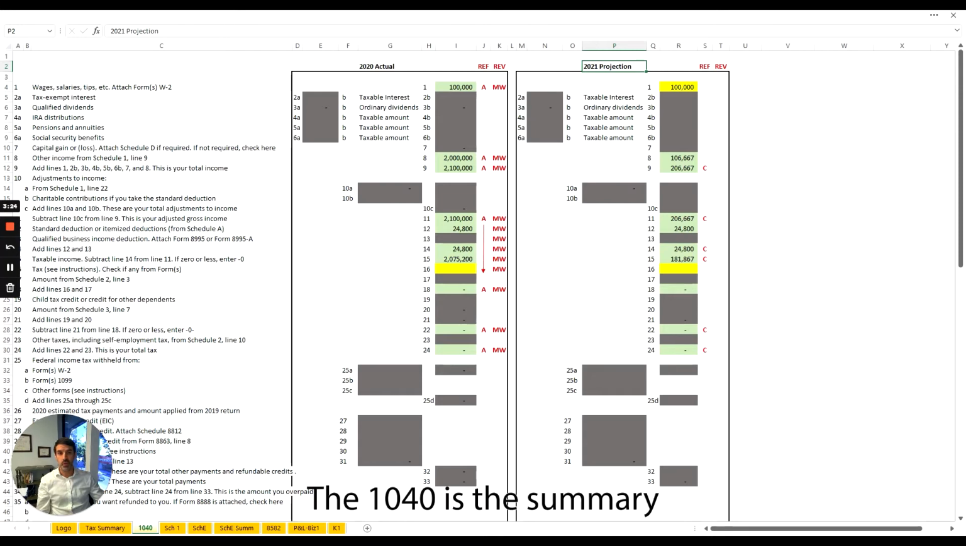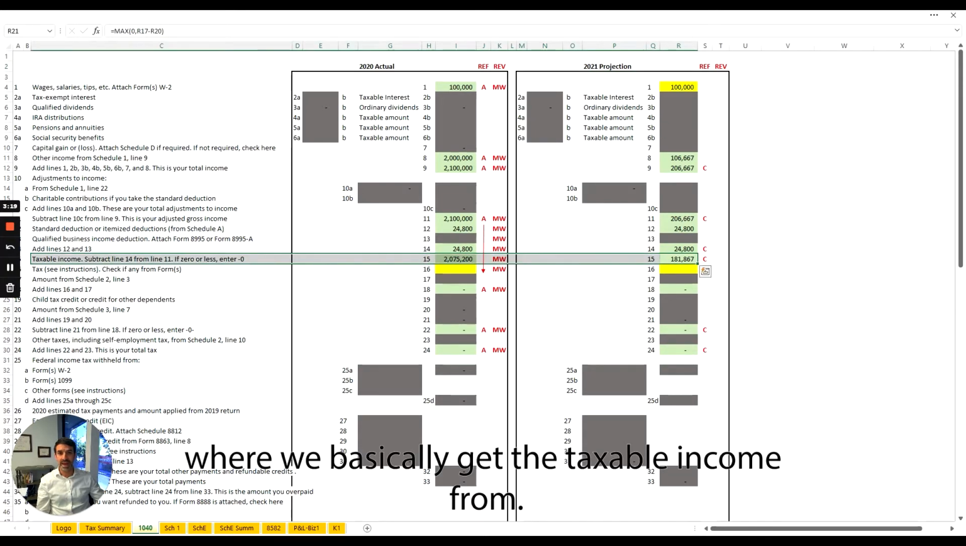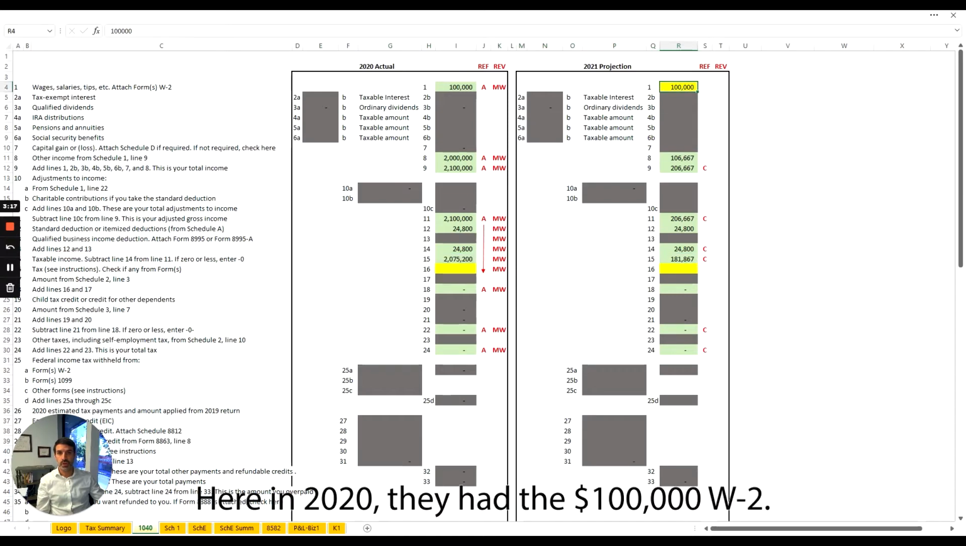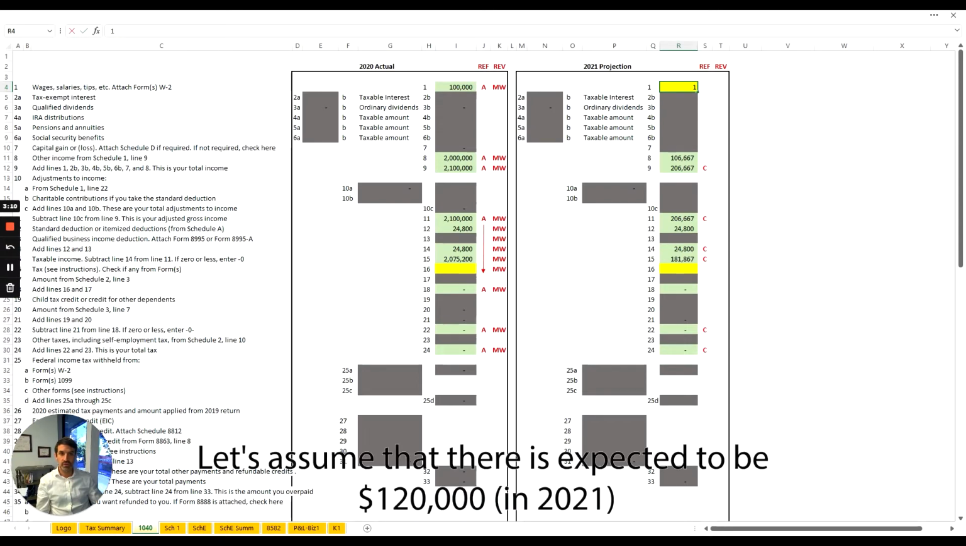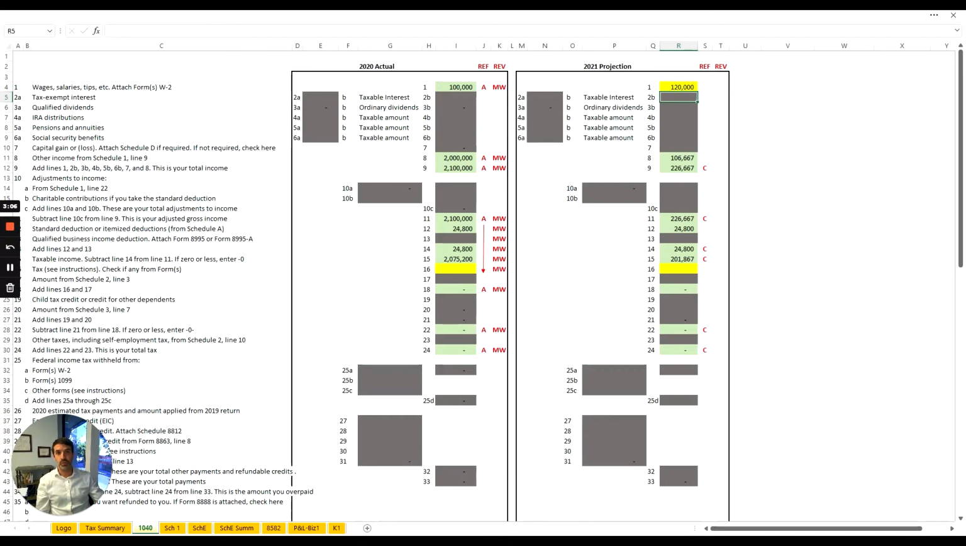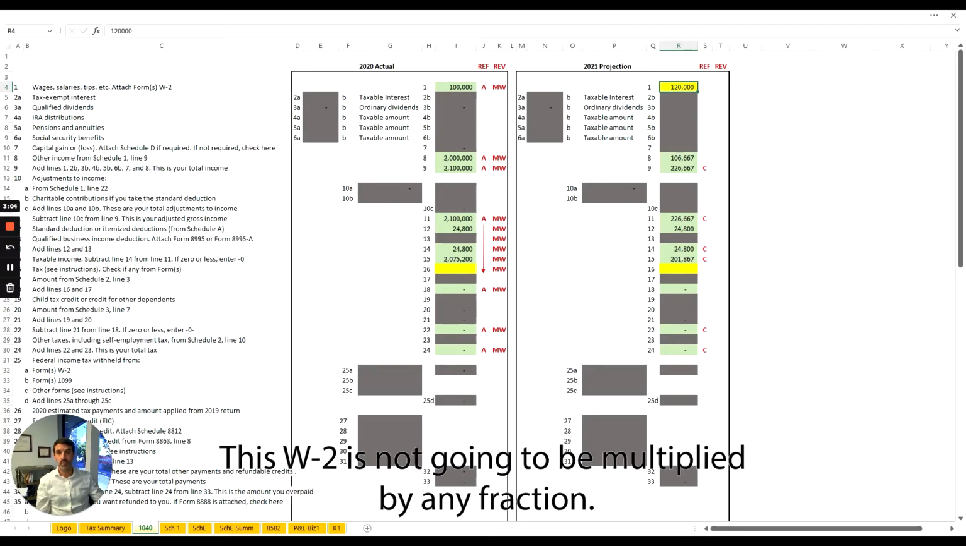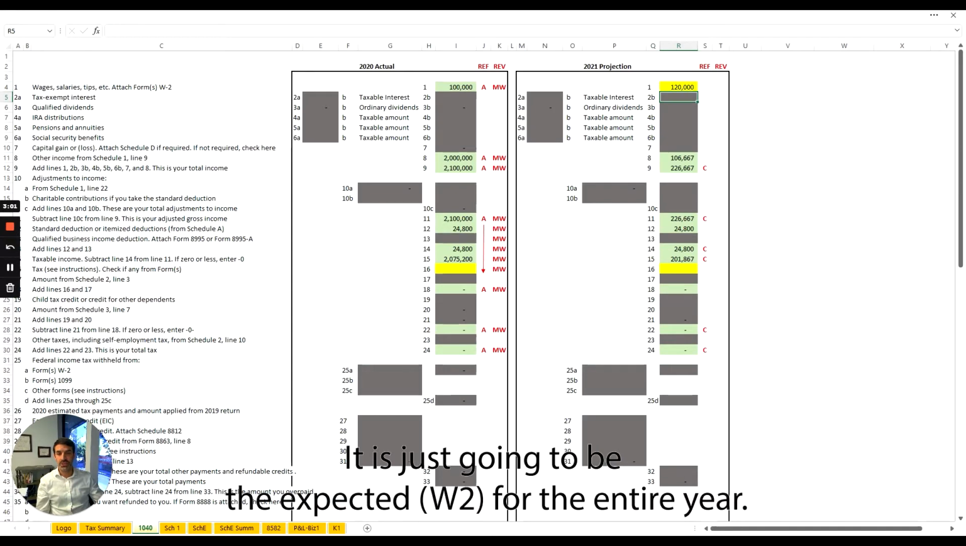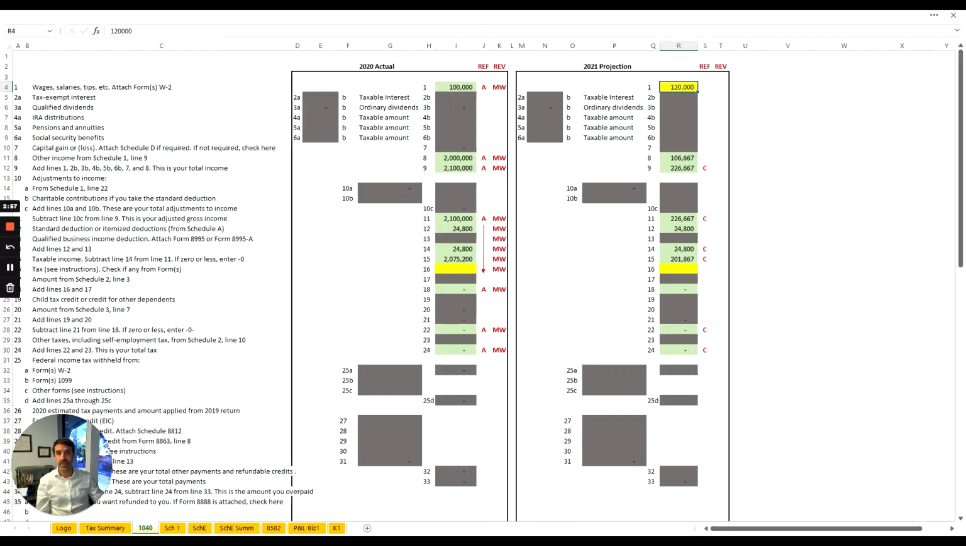So here we go, the 1040. This is going to be the summary where we're basically going to be getting the taxable income from. So here in 2020, they had the $100,000 in W-2. Let's assume that there is expected to be $120,000. So this W-2 is not going to be multiplied by any fraction. It's just going to be the expected for the entire year.